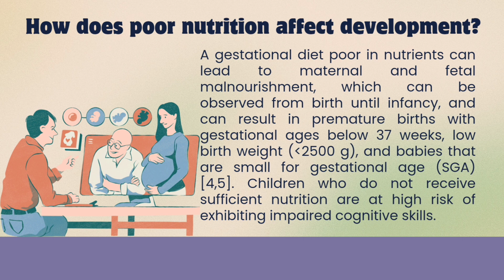So how does poor nutrition affect development? A gestational diet poor in nutrients can lead to maternal and fetal malnourishment, which can be observed from birth until infancy and can result in premature birth with gestational ages below 37 weeks, low birth weight, and babies that are small for gestational age, or SGA. Children who do not receive sufficient nutrition are at high risk of exhibiting impaired cognitive skills.